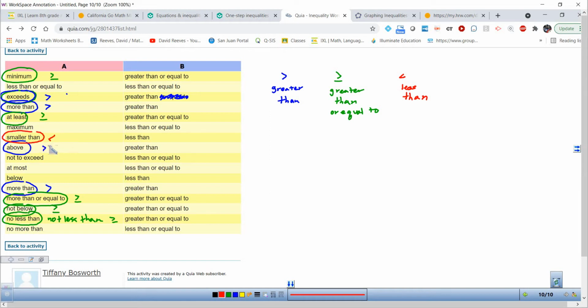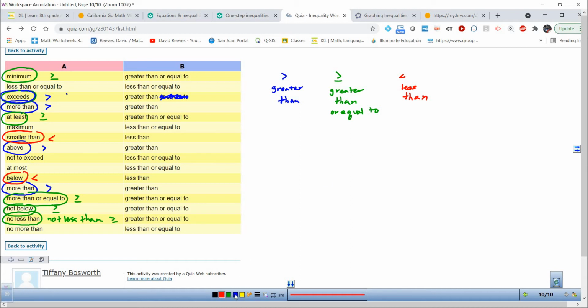Smaller than. All right. Let's see. Any more just pure less than? Below is another thing for less than. Any other less thans that are on here? All right. Smaller than, below. All right. Okay. What about our last one?